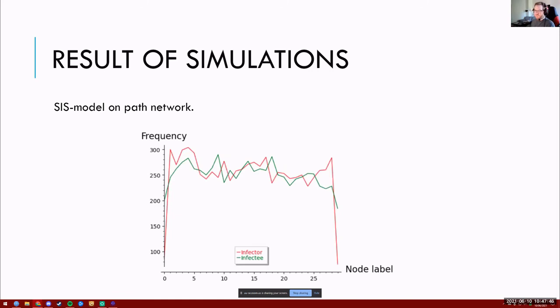As for the path network, it's mostly uniform, except at the edges for node 0 and 29. And they have significantly smaller frequency. And that is because they only have one connection. And so everyone else has 2 and this has 1. Why isn't it just half of what the others are?